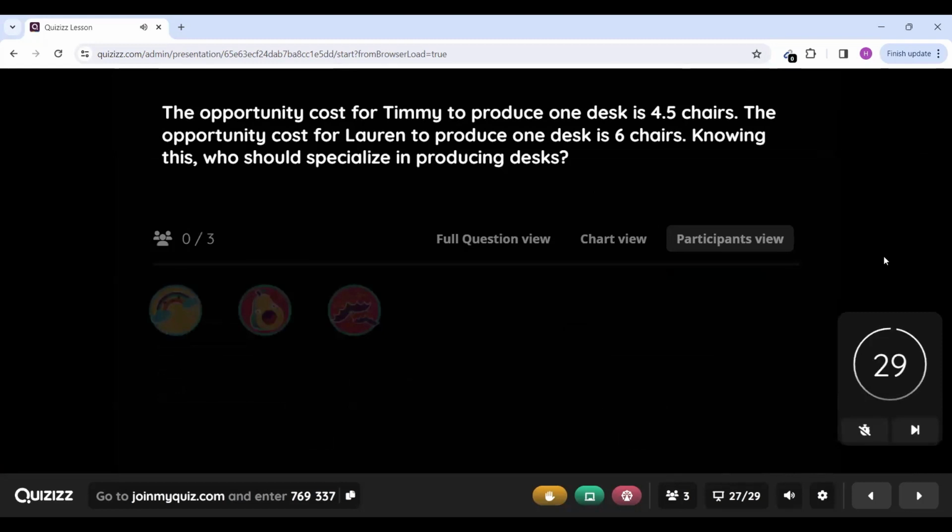So the opportunity cost for Timmy to produce one desk is 4.5 chairs. The opportunity cost for Lauren to produce one desk is 6 chairs. Knowing this, who should specialize in producing desks?